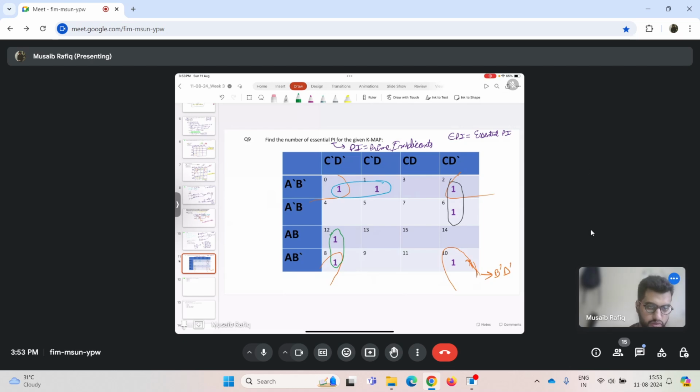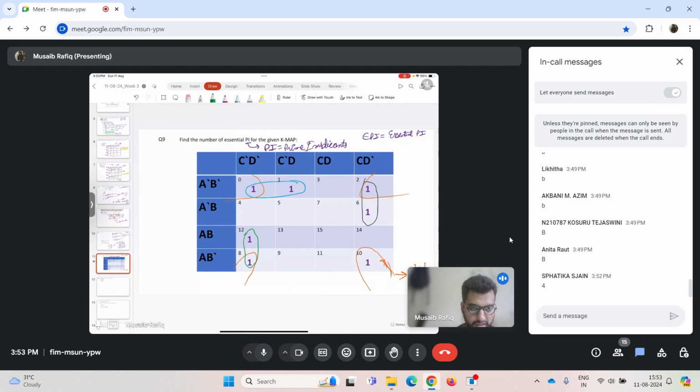But the question asks us how many of them are essential prime implicants. Can anyone tell me how many of them are essential prime implicants? Yeah, one of the students has written there are 4. So all 4 of the prime implicants here are essential prime implicants. So what basically is an essential prime implicant? It is a prime implicant that covers a minterm that is not covered by any of the other prime implicants.